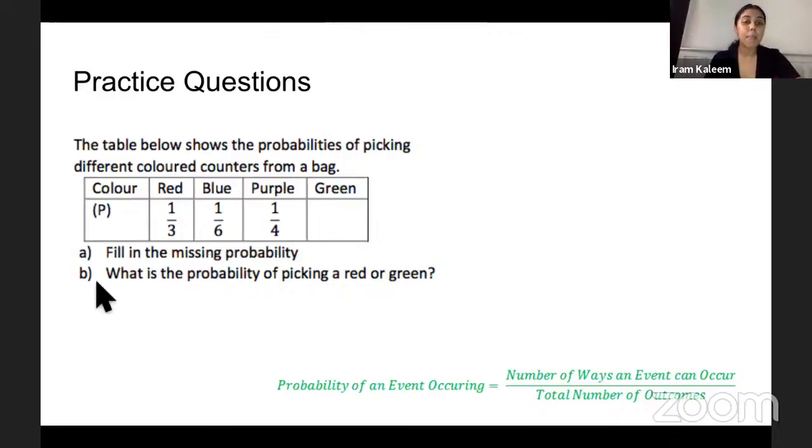And then as a second part of the question, it said, what is the probability of picking a red or green? So I'll give you a moment to think about it before we have a go.